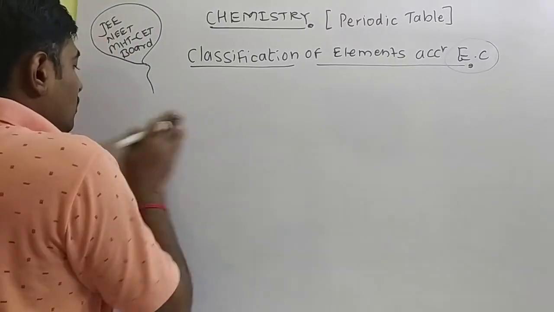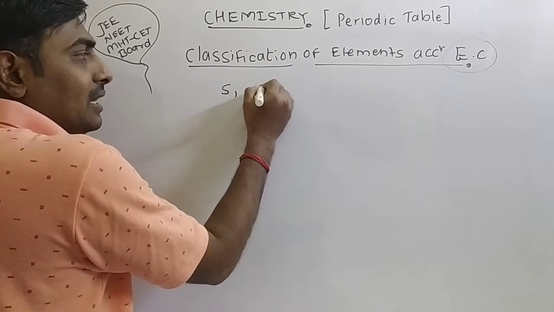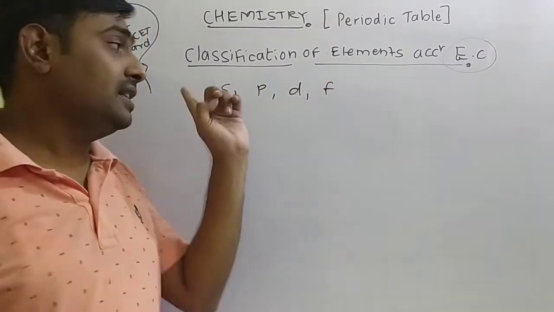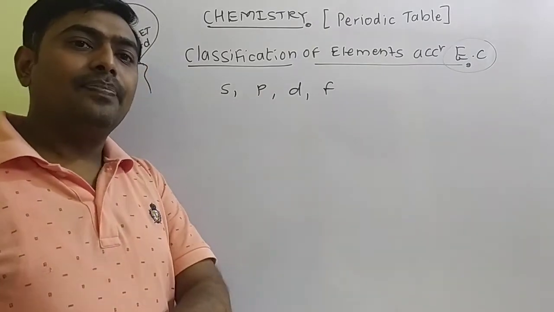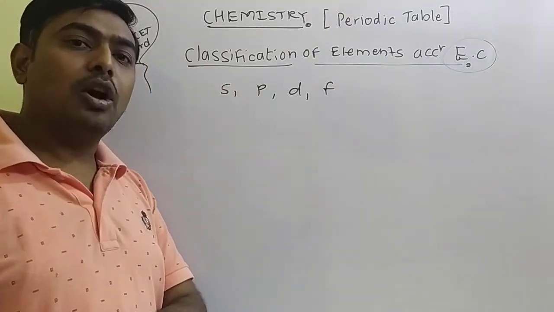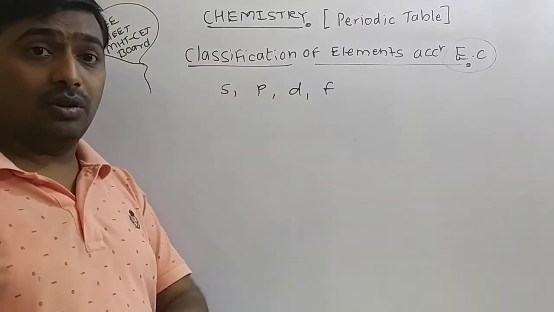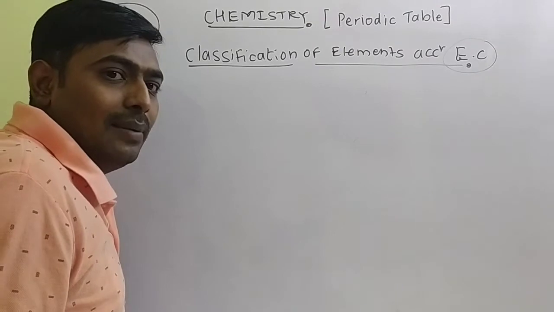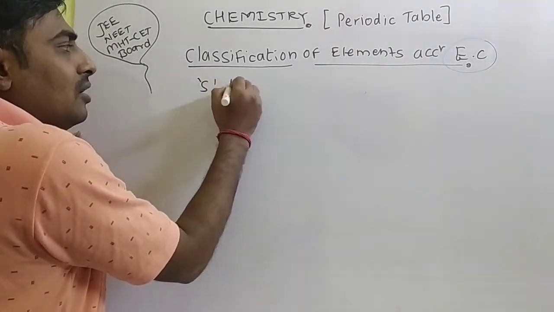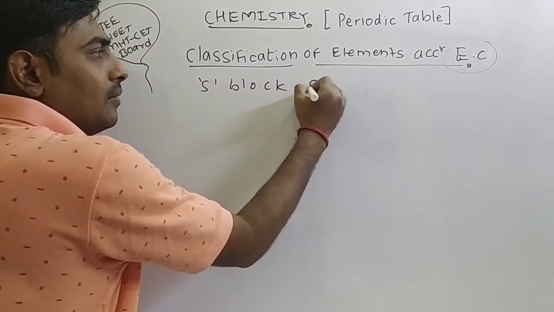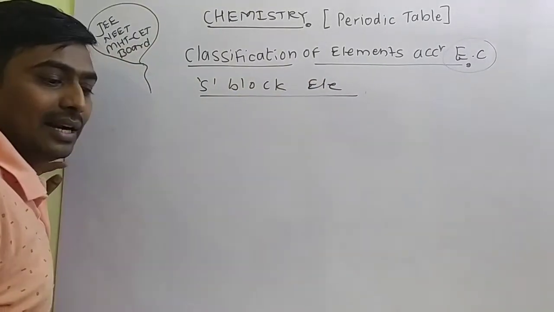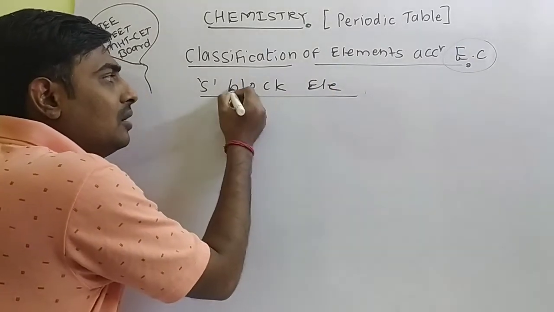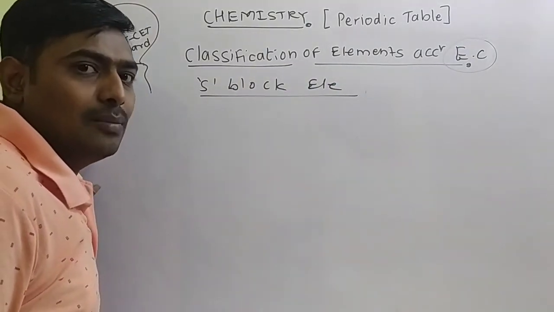There are four blocks present in the periodic table: S, P, D and F blocks. If the valence electron enters the S orbital of any element, it is called an S block element. The same applies to P, D and F electrons. We will discuss them one by one. So what is meant by S block elements? S block elements are the elements whose valence electron enters the S block or S orbital.